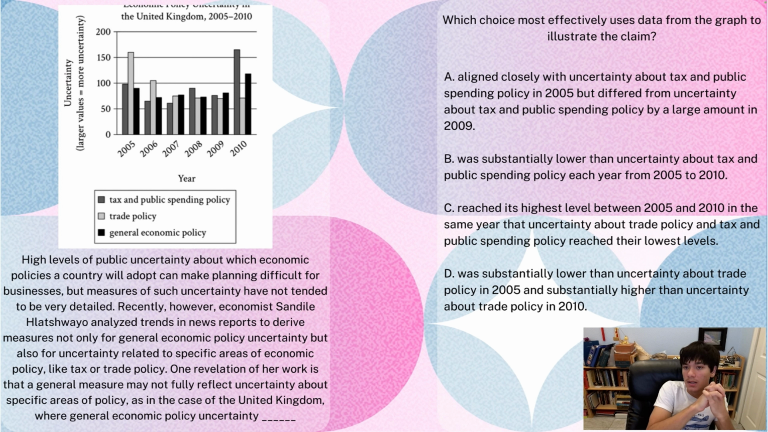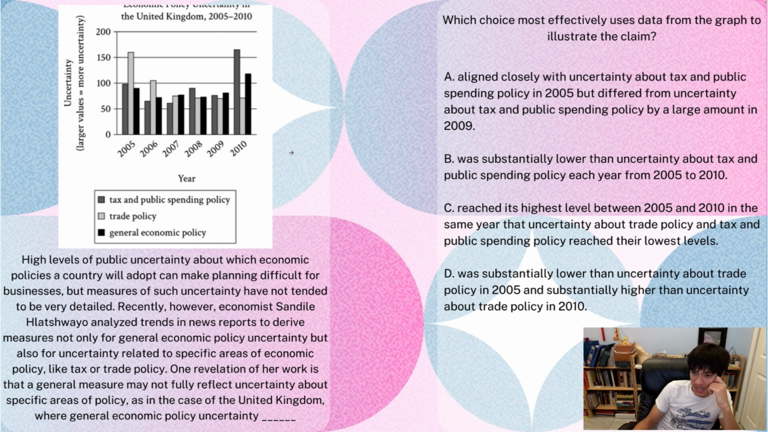So look at A, aligned closely. First of all, immediately we know it's wrong, because it's not going to align closely. The claim she's making is that it may not. B, was substantially lower than uncertainty about tax and public spending policy each year from 2005 to 2010. So we have 2005 through 2010. We can see that general policy was supposed to be substantially lower, but each year we see right here, general economic policy was actually higher. So that would invalidate B.